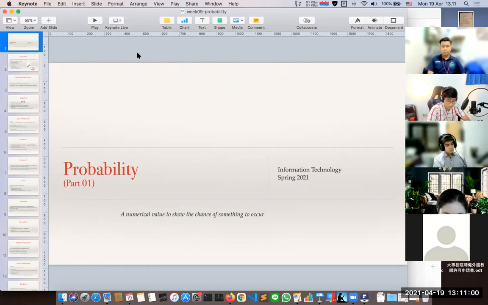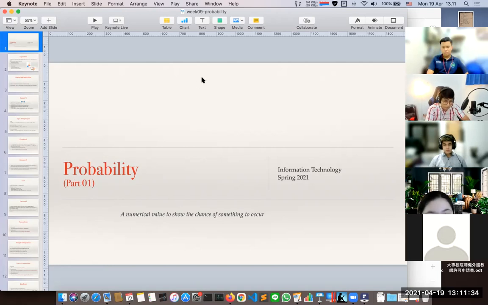How many of you have ever heard the term probability? Surely most of you graduated from the science department in your senior high school, so I believe all of you are already familiar with this term called probability. In a very brief definition, probability is a numerical value to show the chance of something to occur, right?